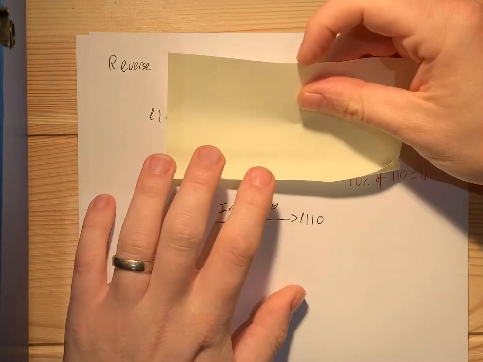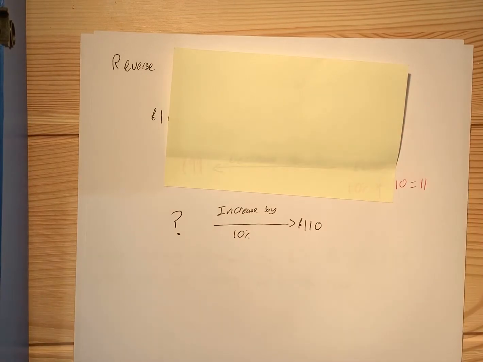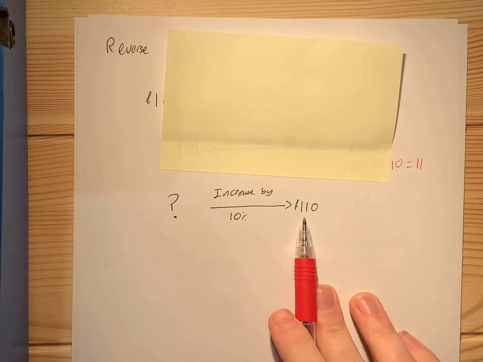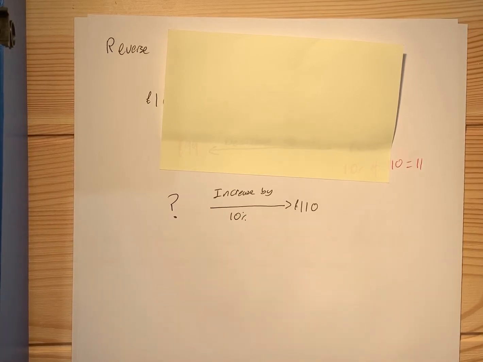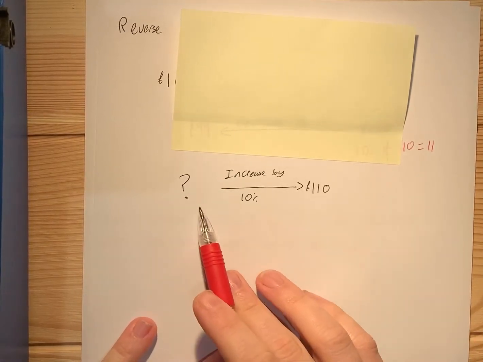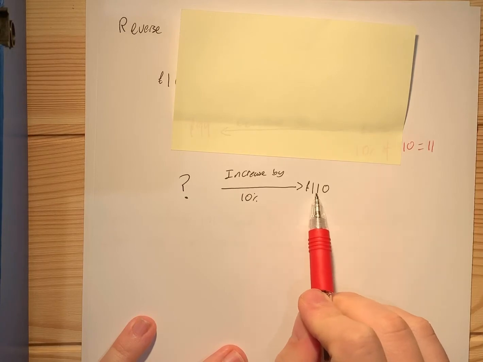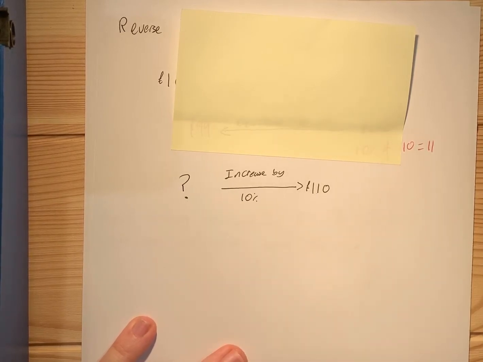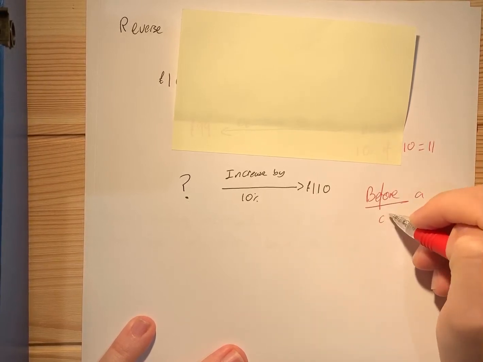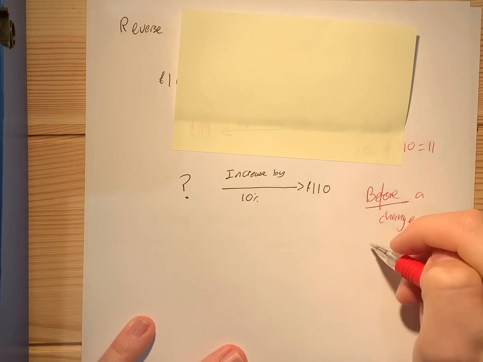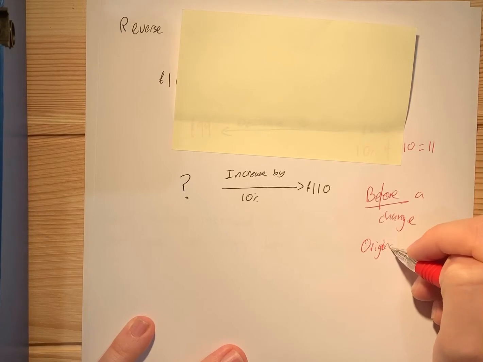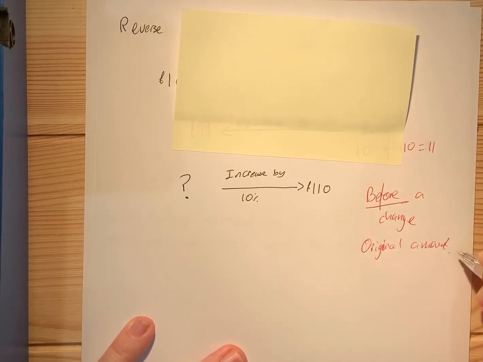So say I had, I'm just going to cover that up, say I had an amount. I increased it by 10% and I got 110. What was the amount that I started with? This is what reverse percentages is. Reverse percentages is about finding an amount before a percentage change, or we sometimes say the original amount. That is reverse percentages.